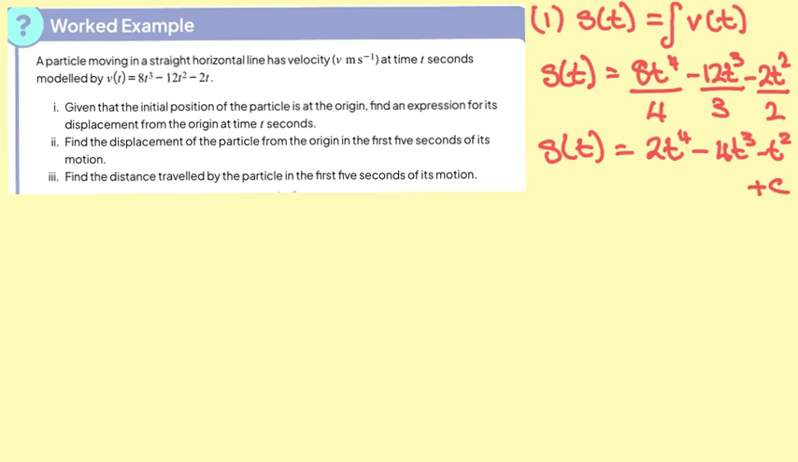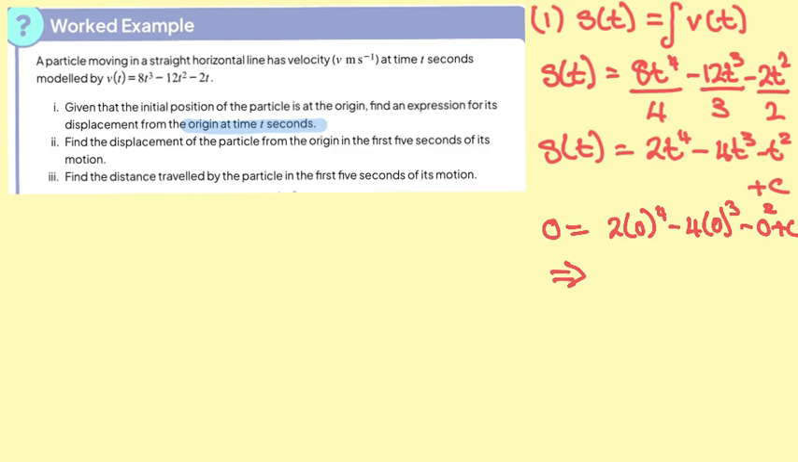We're told in the question that it is at the origin when t equals 0. Therefore, if we substitute s equals 0 and t equals 0, we can find c.